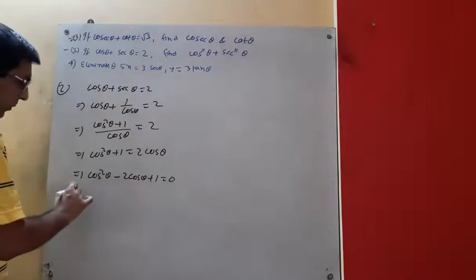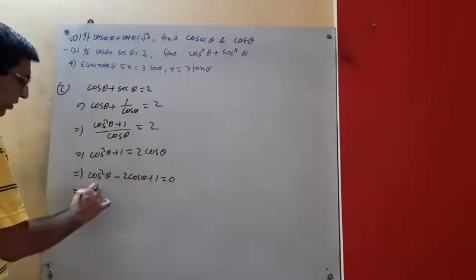Look, this is a perfect square. How can you express it as a perfect square? Like this way.